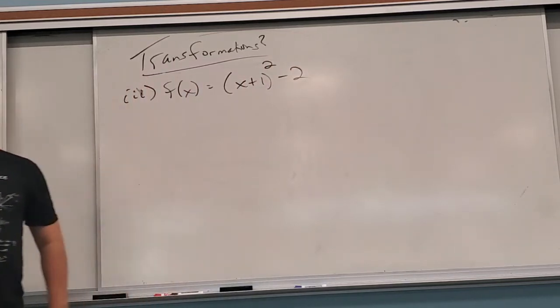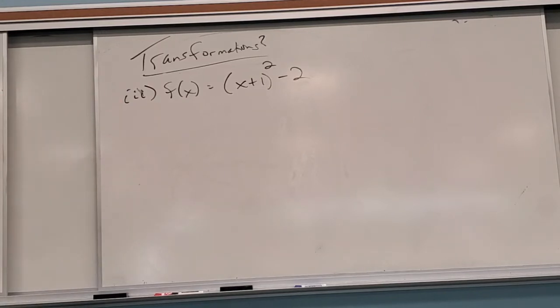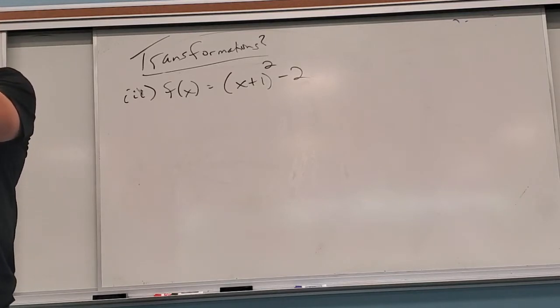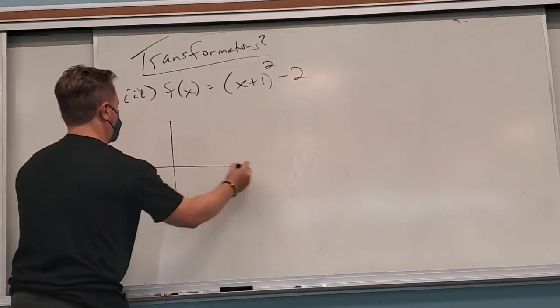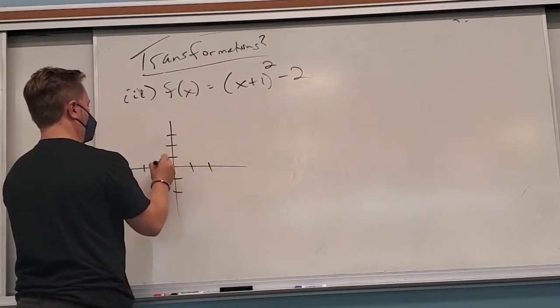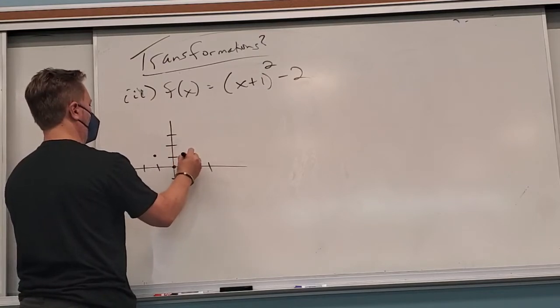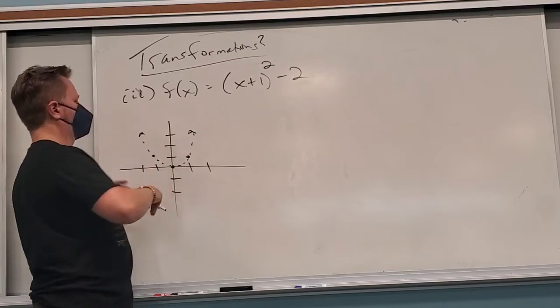What's the base function? Take the transformations out. X squared. It's going to be a parabola, and I know my anchor points. So immediately I can graph the base function. There's the base function, and I make it dotted because it's not the answer yet.